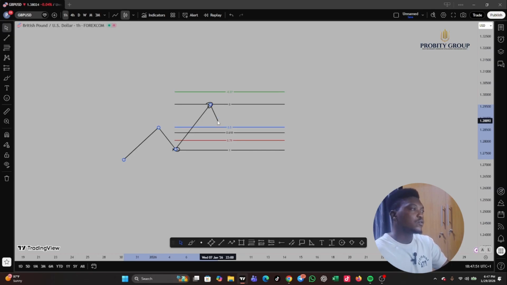If price fails to get to any of this Fibonacci level, and then you find that price is looking like it wants to push up, do you know the best thing to do here is to not enter the trade? That is FOMO. That is FOMO.